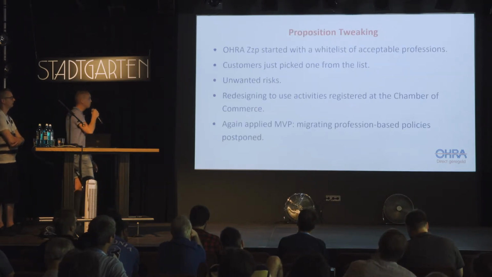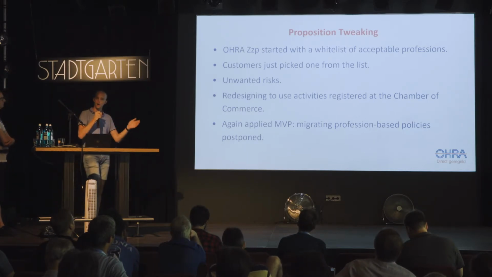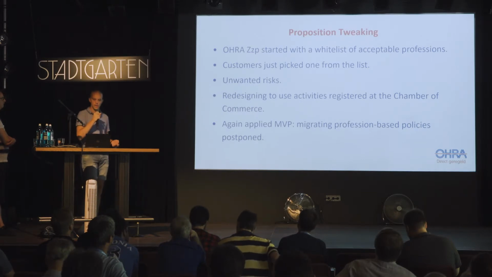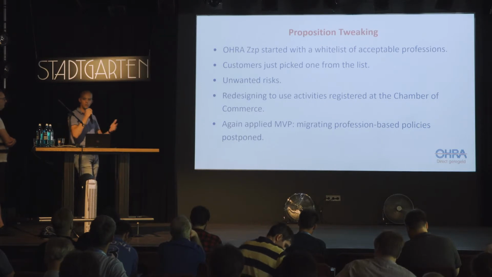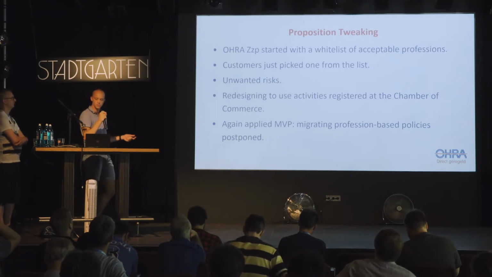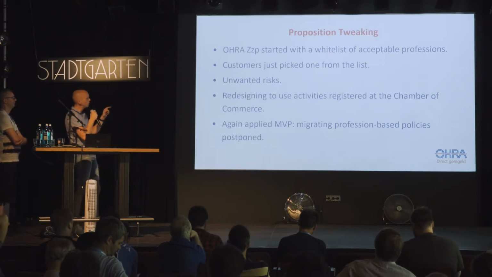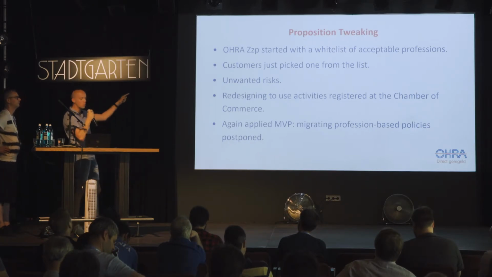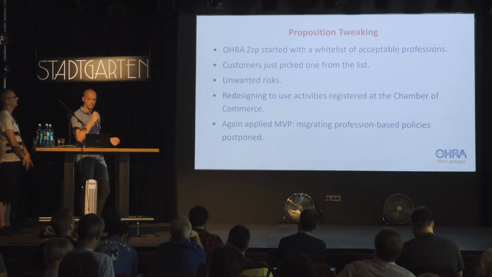So yeah, this is an example of how we've tweaked the proposition after we went live. For our StAP proposition, we only accept white-collar freelancers providing business services. So not all freelancers, no blue collars. And we solved this the first time by using a whitelist. It's a list of professions which we accept.